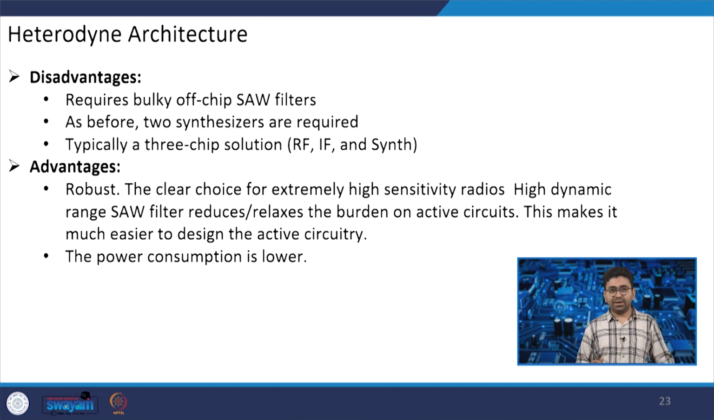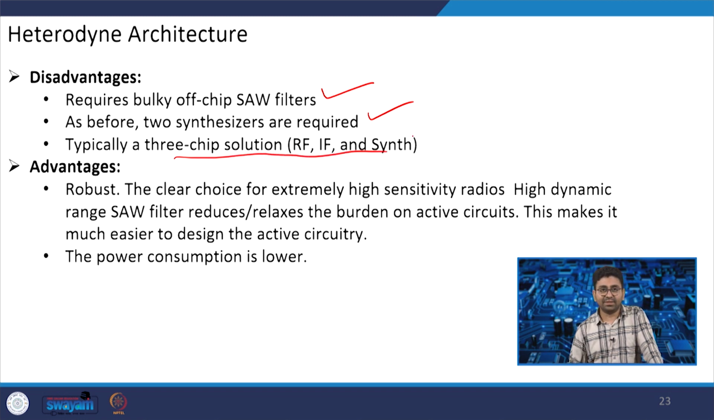So, that needs to be considered carefully while considering the heterodyne receiver architecture and when we do the LO planning. If we note down the disadvantages and advantages of heterodyne architecture, it requires off chip SAW filters which will reject the image, or are used for band selection, and 2 synthesizers are required, 2 PLLs. It is generally a 3 chip solution where RF, IF and synthesizer will be there. What are the advantages? It is robust.